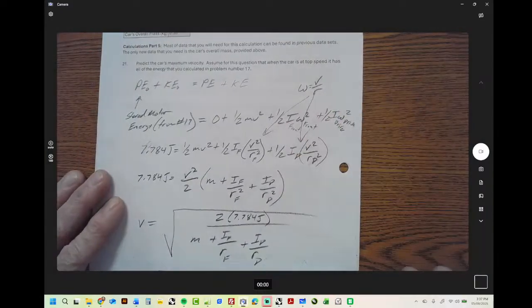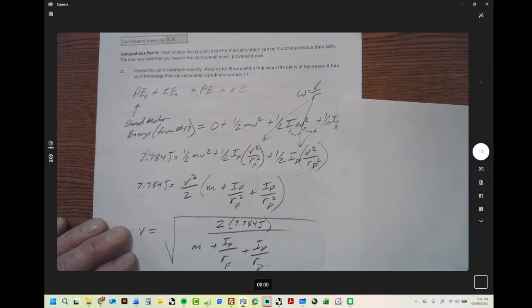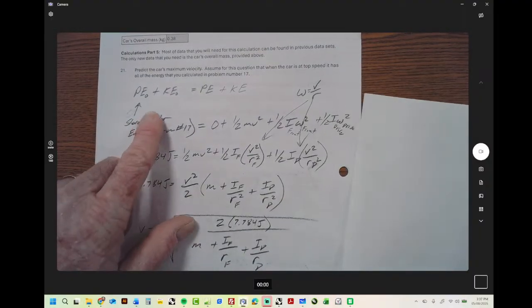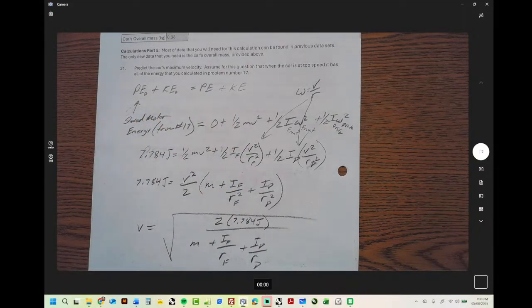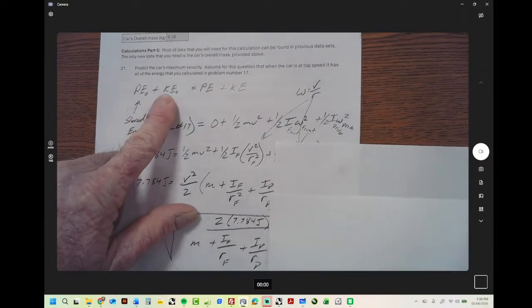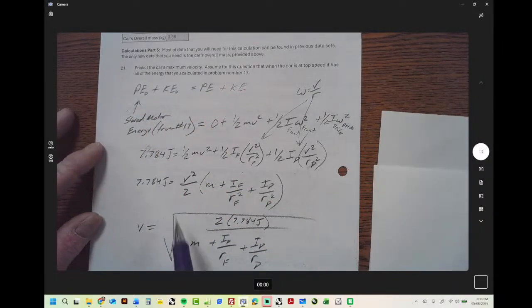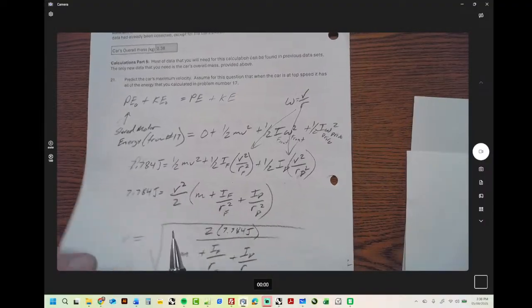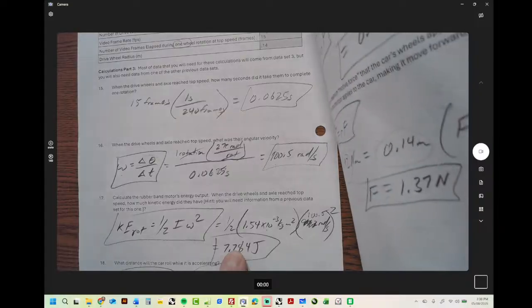Now the last one. Yeah, so here's the basic formula. Just energy is conserved here. We're not including any energy loss. We're saying that when you wind up the car, all the energy that it has in the beginning gets transferred. That's just the assumption here. This is the stored motor energy from number 17. So 7.784 joules.